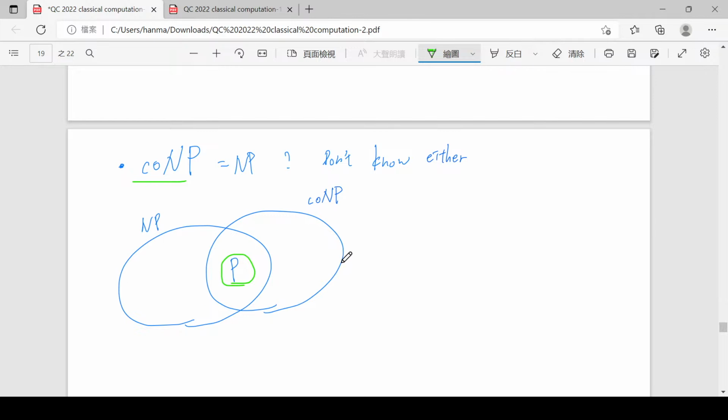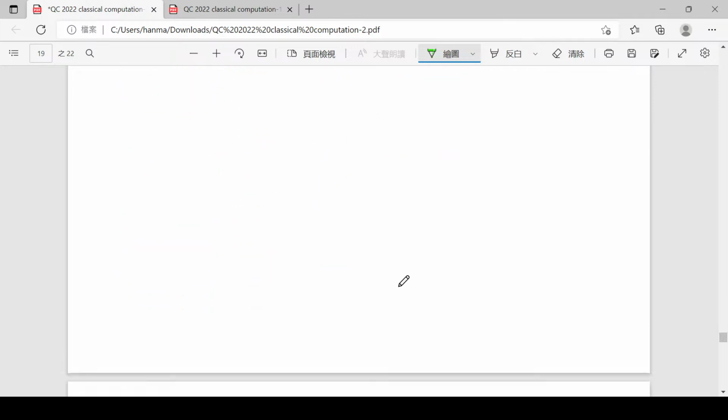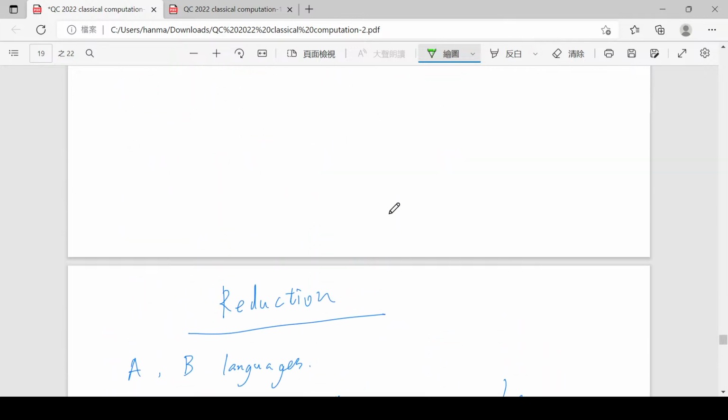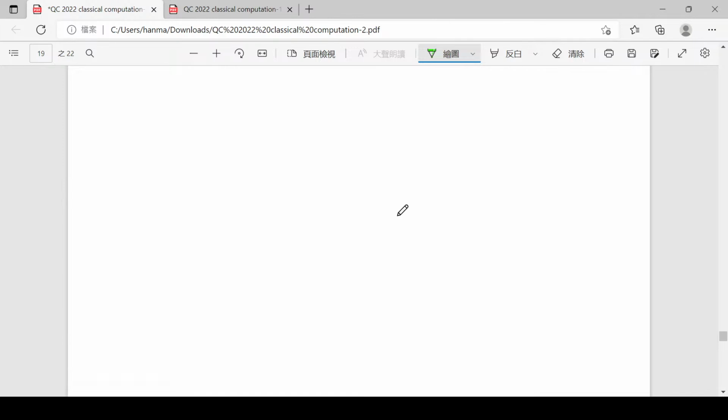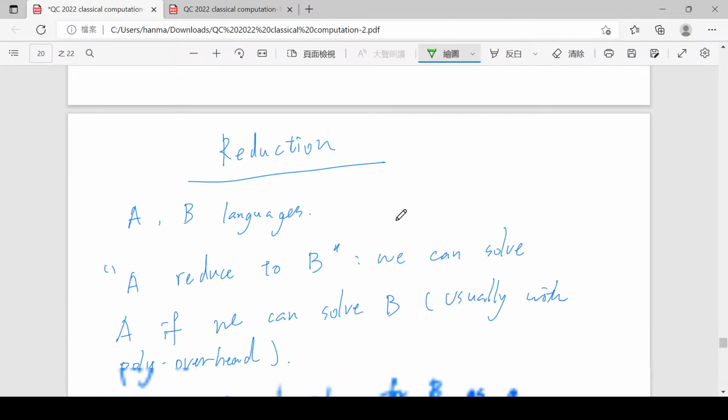So if we draw all three of them, we have the NP, there is a co-NP, and there is an intersection between NP and co-NP, but whether that's also exactly equal to P, we also don't know. Okay, so that's the complexity class picture. And then we have 10 minutes. Okay, we can probably finish this.